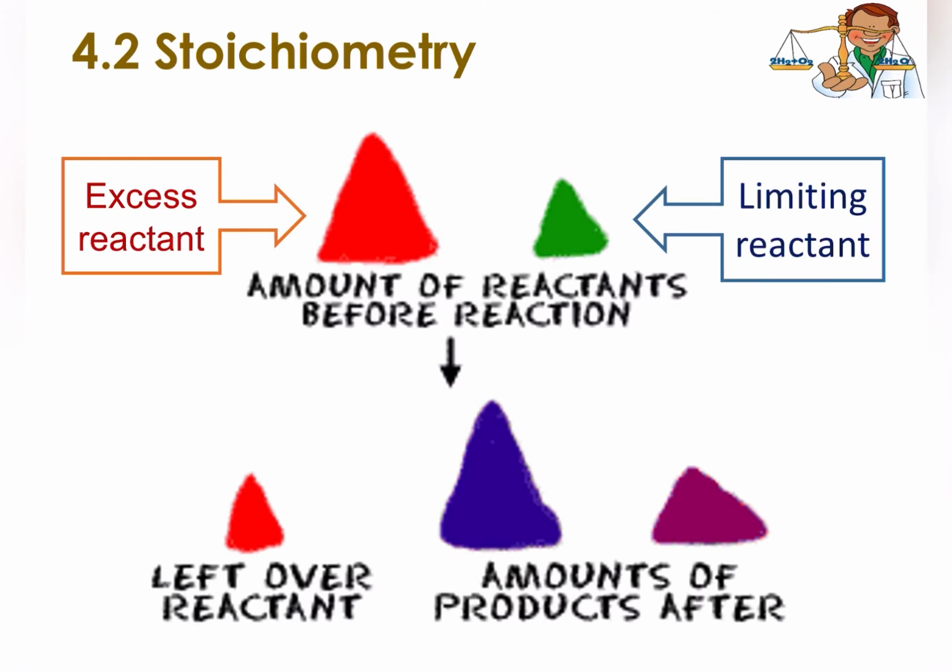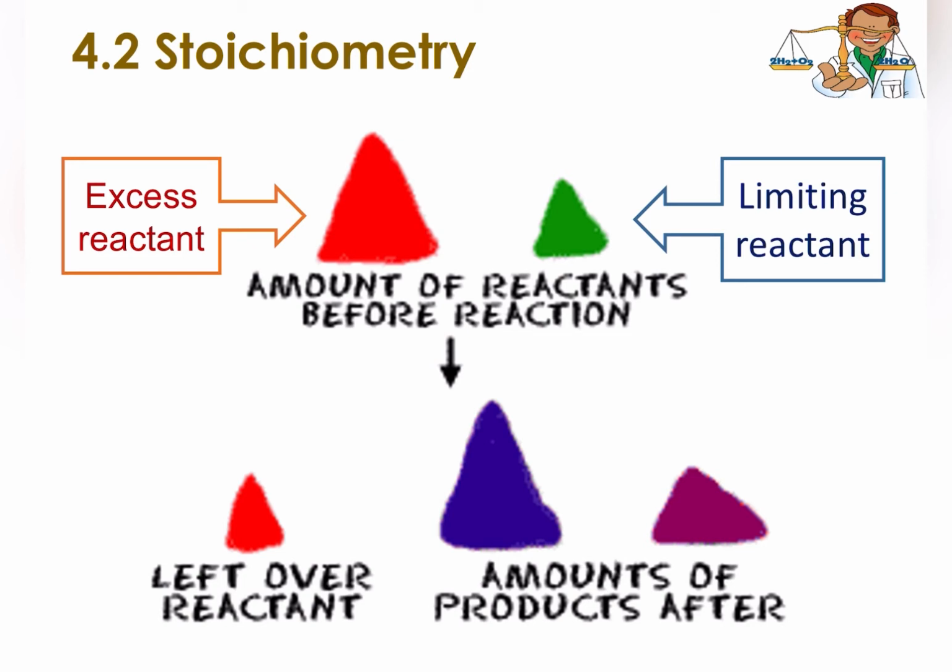Next one, I have one more thing. I got red and green. I can see the amount of reactants before we do the reaction. For red is much bigger than the amount of green. So I can see that red is my excess reactant and green is my limiting reactant. So what I have here, I got the new products, which is the blue one and the purple one. This is my product. And also the leftover reactant yang tidak digunakan untuk react dengan the green one. So inilah yang dimaksudkan dengan limiting reactant.